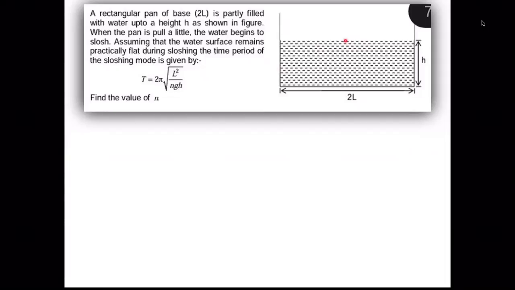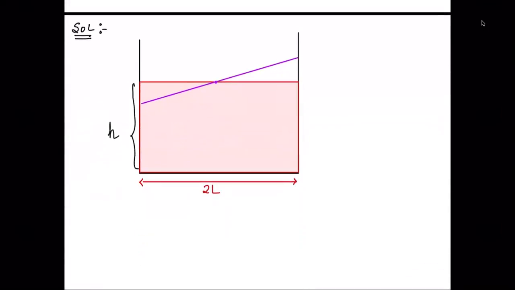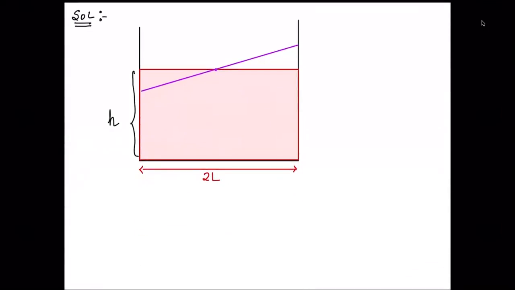Assuming that the water surface remains practically flat, suppose a little bit of water has gone from the left to the right side and the water surface is something like this. It is always flat. And that disturbance is obviously very small. You have to tell me what is the time period of that particular sloshing. So we will do it using the energy method. We have to get the kinetic energy and potential energy of the system.